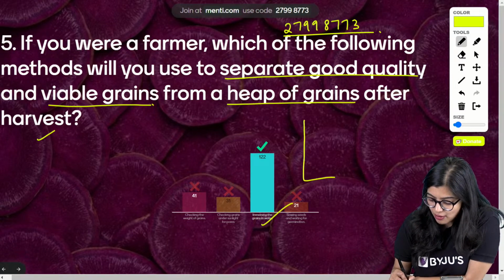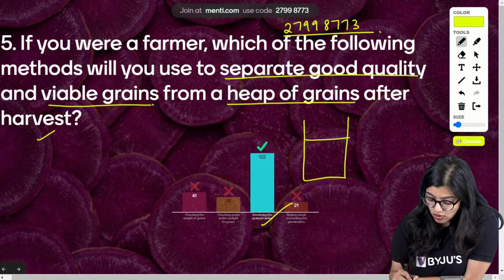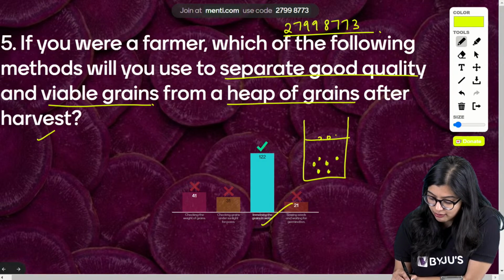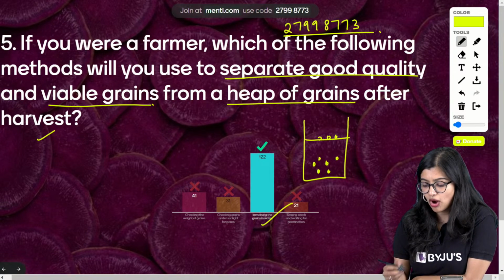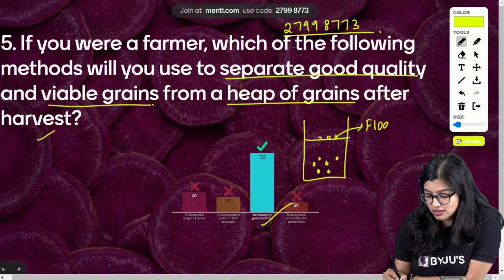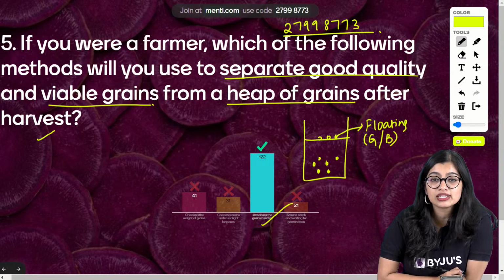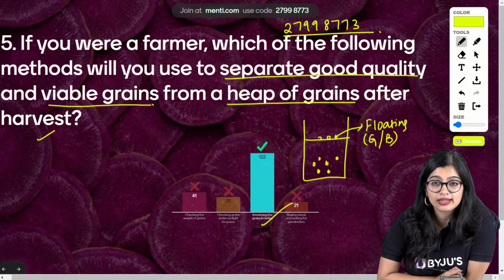Now, very quickly, I want you to tell me what is going to happen if I put seeds in water. I know that some of them will be immersed while some of them will float. Now, what can I infer from this, or what will I understand from this? The ones which are floating, are they good or are they bad?